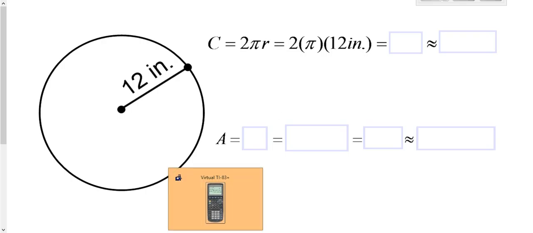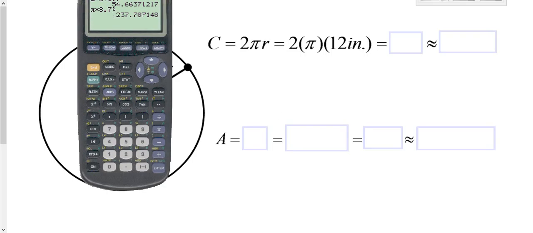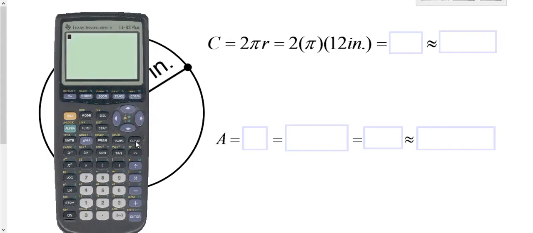You can take your calculator, I'll pull it up here. Clear this out. So 2 times pi is right up here in yellow on my calculator. It's up on top of the key, so I've got to hit the second key and then that key, and you'll get the pi symbol. And then times 12 inches. And we're going to round these to the nearest tenth. We're not going to do exact answers, really. I'll show you a little bit about it right now. But we're always going to round our answer to the nearest tenth.